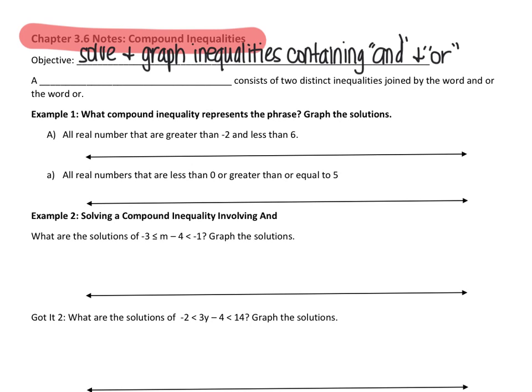Lesson 3.6, Compound Inequalities. Your objective for this lesson is to be able to solve and graph inequalities containing the words "and" or "or." A compound inequality consists of two distinct inequalities joined by the word "and" or the word "or." Similar to a compound sentence.